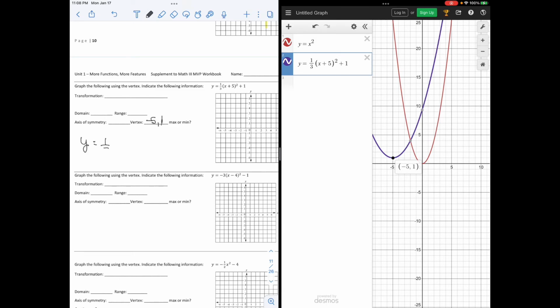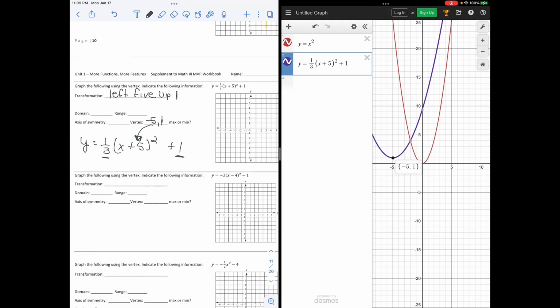Okay, so let me go back and rewrite it here. 1/3 (x plus 5) squared plus 1. So notice this did the opposite. It's -5, and it moved it to the left 5. And how did it move it up or down? It moved it up 1.